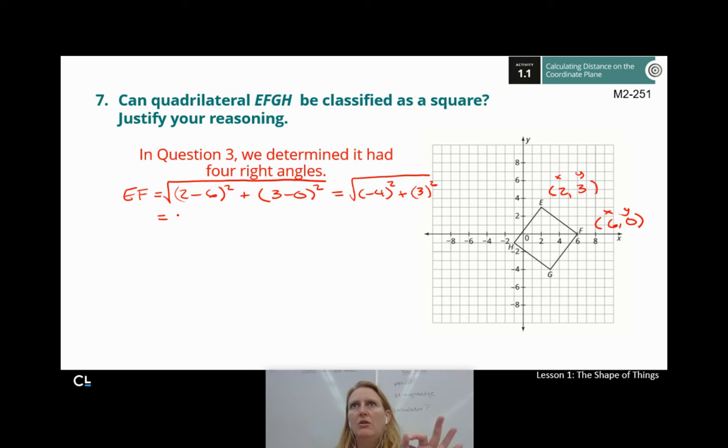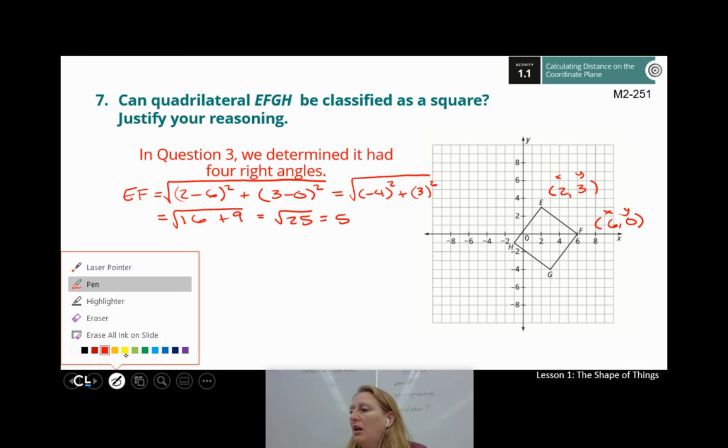Negative 4 squared, negative 4 times negative 4, is a positive 16. 3 squared, 3 times 3, is 9. If I add those up, I get 25. Oh, this is nice. I don't even need a calculator. The square root of 25 is 5. I know that one. So yay, EF is 5. Now, if all of the other sides are also 5, we've proven it's a square. So let's do some more work.